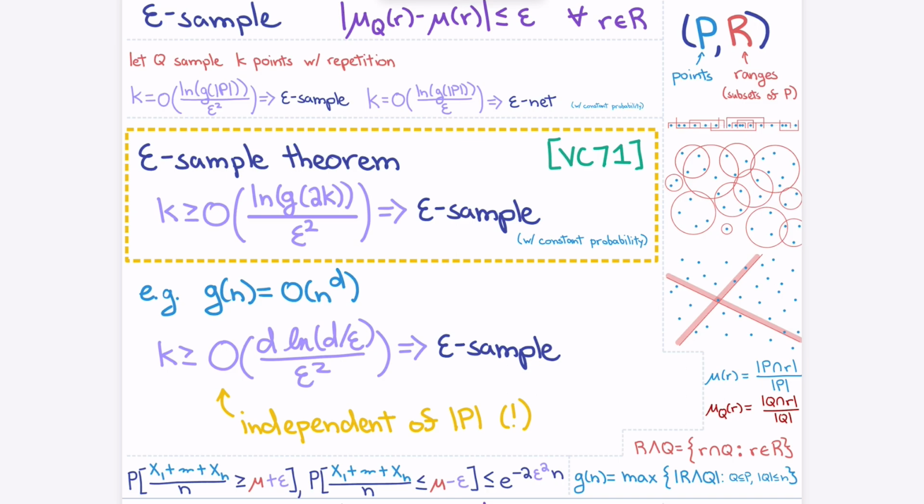But what's so interesting is that it's independent of your input size, right? You're trying to preserve the weight of every single disk ever.